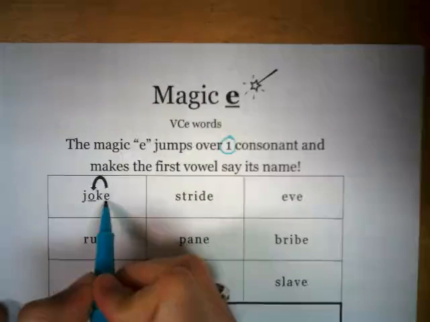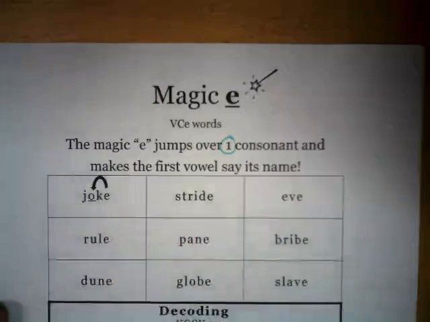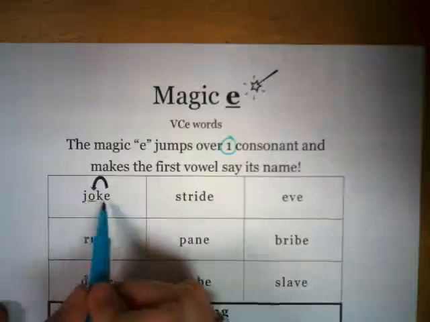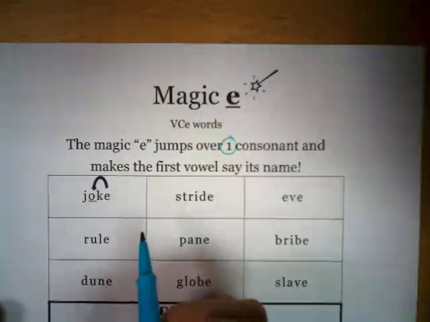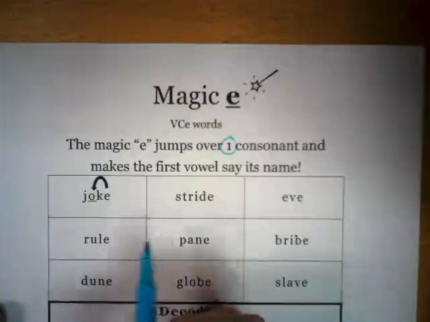So for example, here's that E and it goes bippity boppity boot and it makes that O say O. So the word is joke. I like to say bippity boppity boot, get them excited. You do not have to.